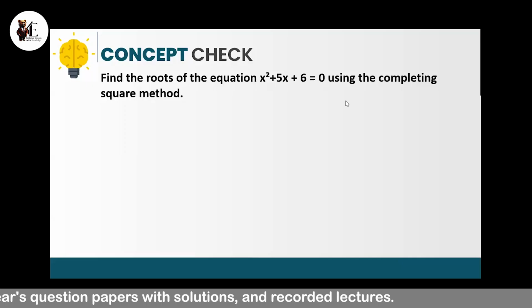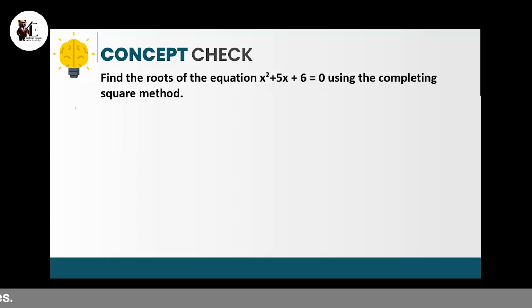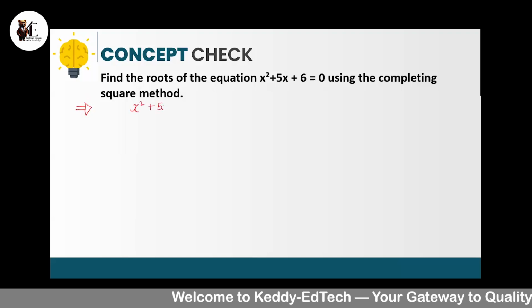So I'm a bit confused with this one. Okay, so let's start with the first step. Here the coefficient of x square is already 1, so there is no need to do anything. In the next step, we have to shift the constant term to the other side.